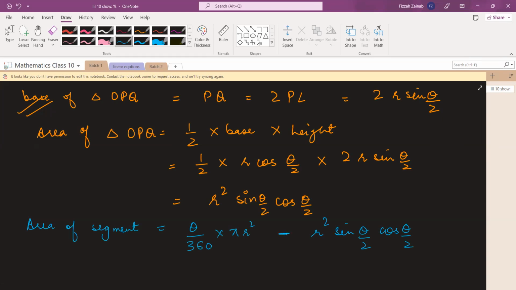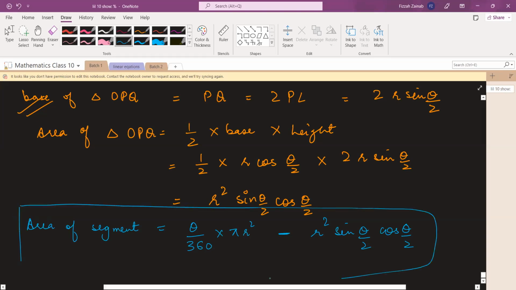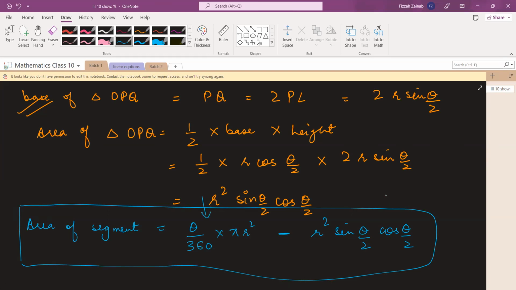If I directly give you the formula, you will not understand what is happening here. So now at least you have an idea from where it is coming. So this you have to remember. When you know in your mind exactly where it is coming from, you can easily write it. So you know it is area of the sector minus the area of the triangle.